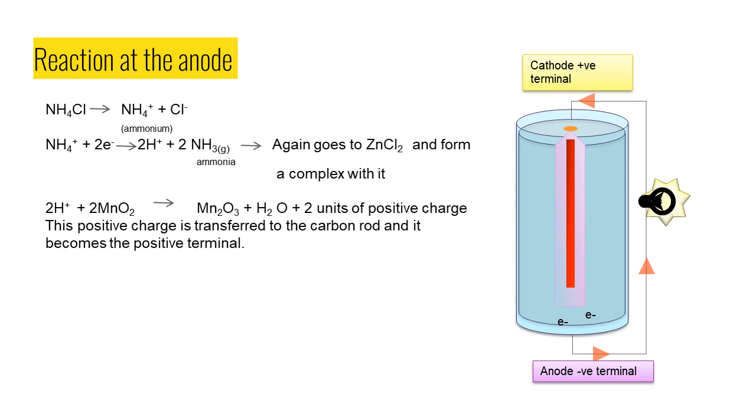That's why in a cell that we use in a torch or battery, one terminal is the positive terminal, the other terminal is the negative terminal. The positive terminal is the cathode, because there electrons are coming and they are getting consumed. At the negative terminal, electrons are accumulated and they want to travel to the positive terminal. So anode is negative and cathode is positive in a general dry cell.